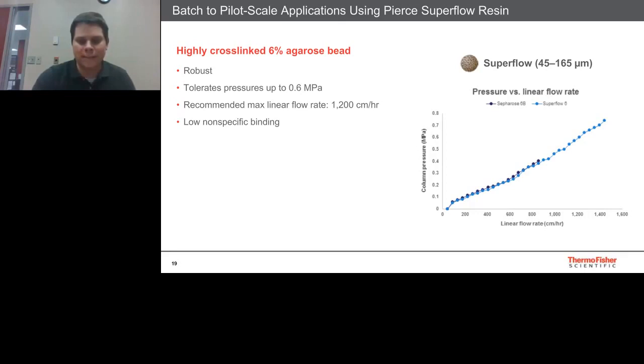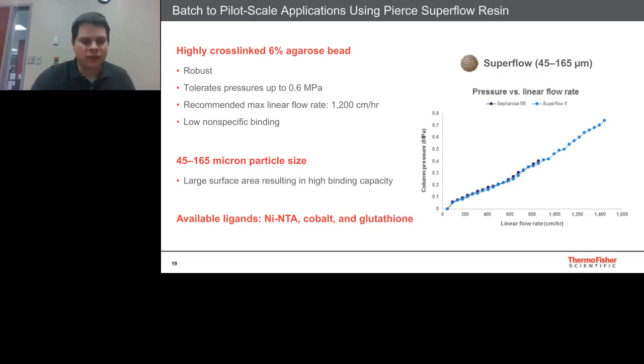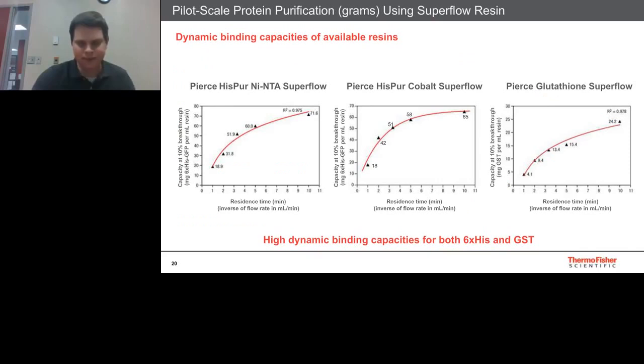The graph on the right shows that Superflow 6 resins tolerate flow rates significantly higher than other agarose resins before the resins start to compress. The surface of the Superflow 6 particle helps to provide high binding capacity necessary for the scale. Available resins include immobilized nickel NTA and cobalt Superflow for IMAC and immobilized glutathione for GST fusion purifications.